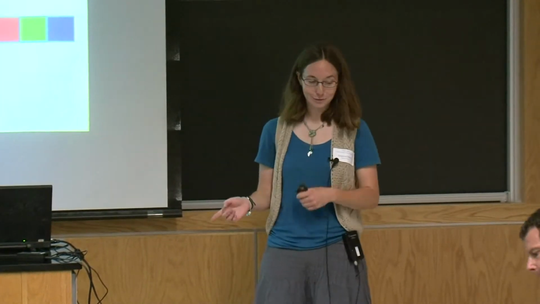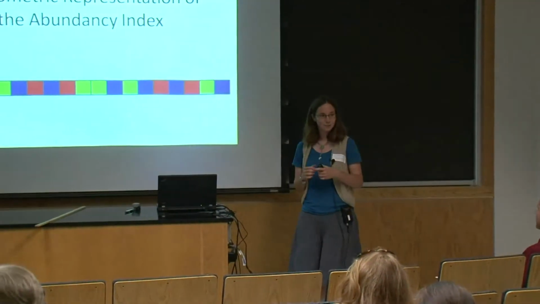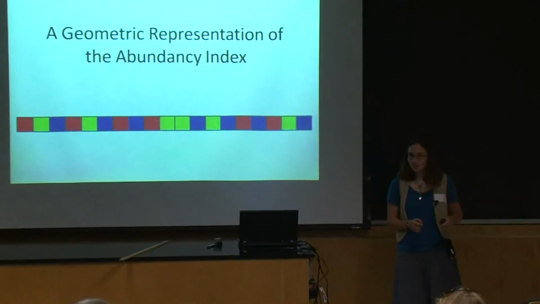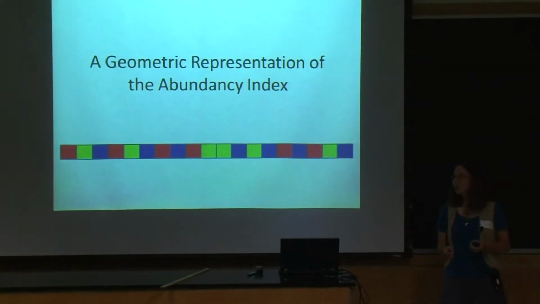Okay, so it says in the program that I'm going to use Ford circles as my geometric representation. But we're going to change this around a little bit, and we're going to do a picture that looks more like bricks. So we're going to make a geometric representation of the abundancy index function, and then we're going to use this picture to find patterns.